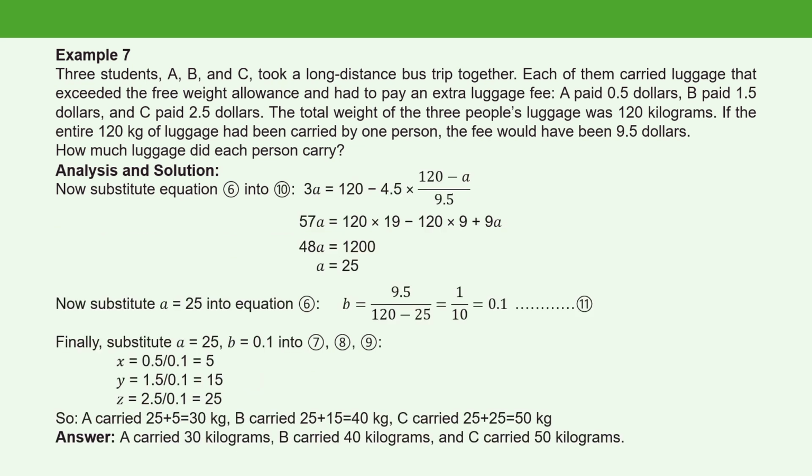Now substitute equation 6 into equation 10, after simplifying we get A equals 25. Now substitute A equals 25 into equation 6, we can get B equals 0.1. Finally, substitute A equals 25, B equals 0.1 into equation 7, 8, and 9, we can find the values of X, Y, Z. So the answer is A carried 30 kilograms, B carried 40 kilograms, and C carried 50 kilograms.